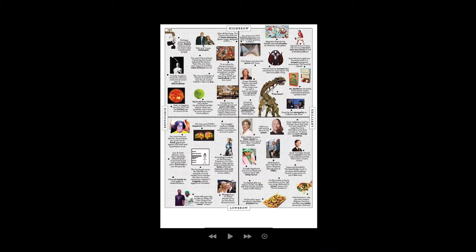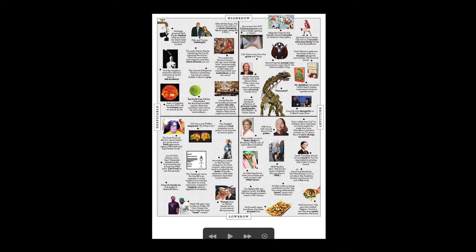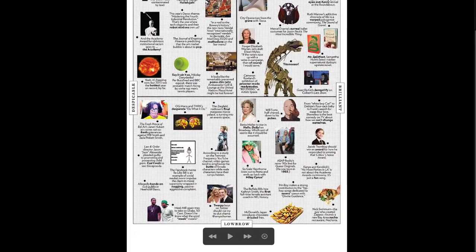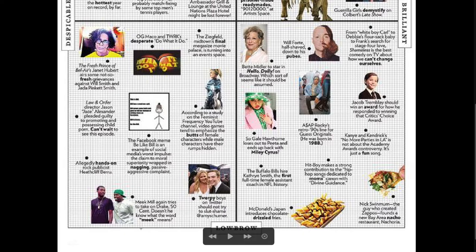This is also New York Magazine, and I've seen multiple versions of this, but New York was the best. This is a bit of an old one, unfortunately. But this is just two axes that get us from brilliant to despicable and highbrow to lowbrow. And this is kind of fun because wherever something goes on this chart is a comment on what that is. So if we zoom in at despicable and lowbrow, in the corner we have Meek Mill again tries to take on Drake, 50 Cent. Doesn't he know what the word meek means?